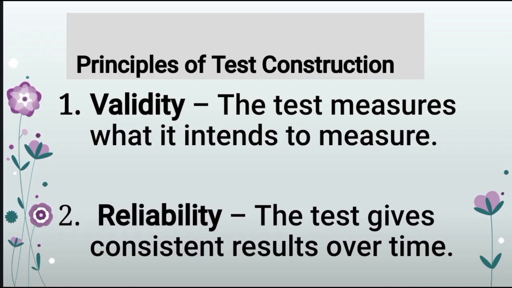Principles of test construction. So first, validity. When we say validity, the test items must directly reflect the learning competencies or objectives being assessed. Like for example, if the objective is to identify the parts of a test, then the test should include items about parts of a test, not unrelated topics like classroom rules.